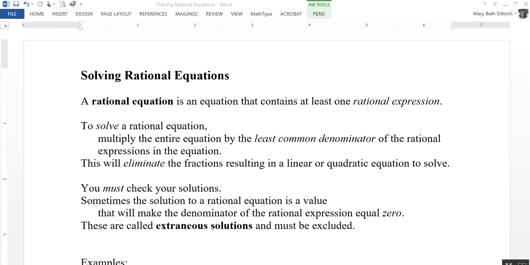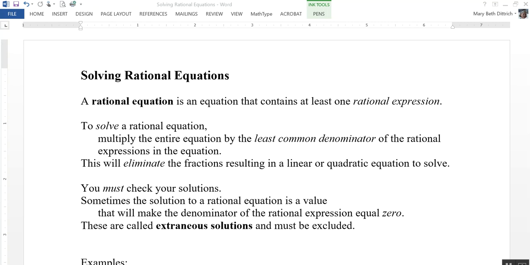This video is on solving rational equations. A rational equation is an equation that contains at least one rational expression. To solve a rational equation, we want to multiply the entire equation by the least common denominator of the rational expressions in the equation. This will eliminate the fractions, resulting in a linear or quadratic equation to solve.